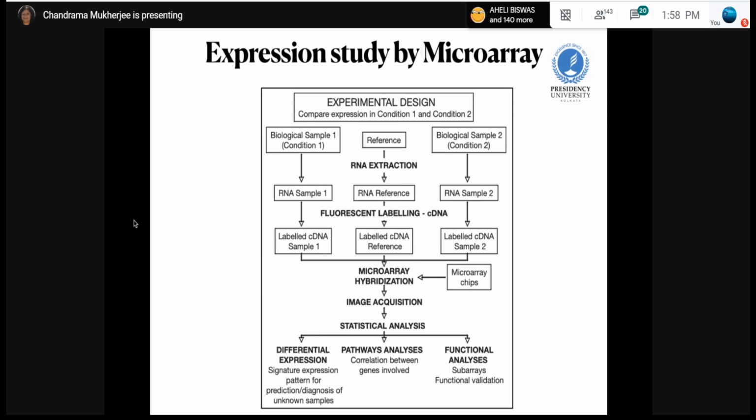So what does that mean? That means the chip will have all the genetic contents of the known organisms. But suppose you are working with an unknown organism where there is no genetic information available. Then how are you going to use a microarray to determine its relationship or its genetic diversity in the system? You cannot use the microarray technique because we don't know the genetic composition of that particular microorganism.